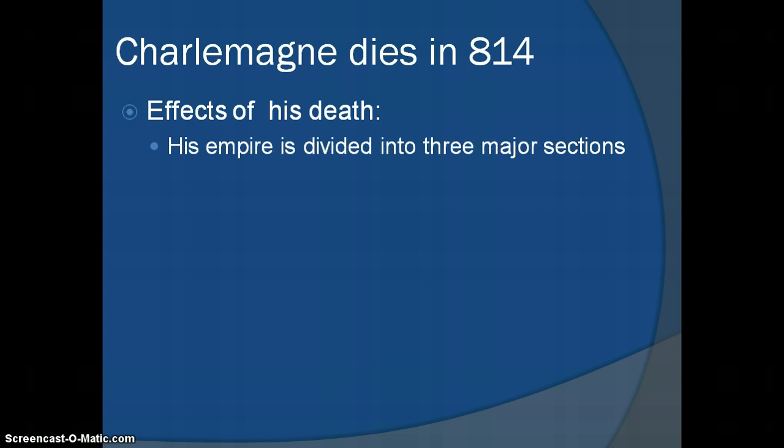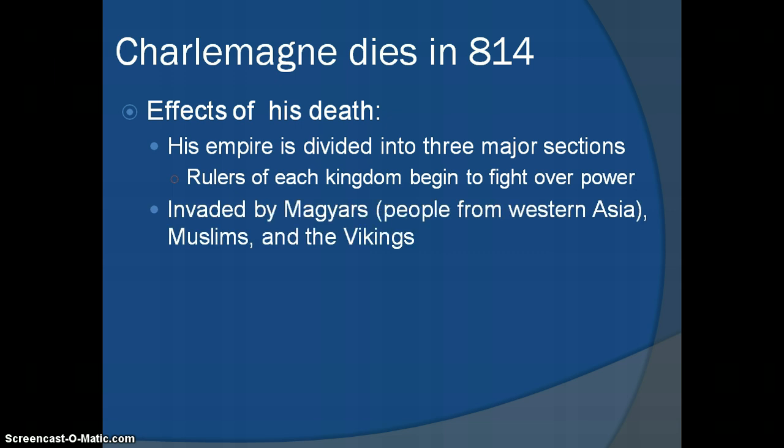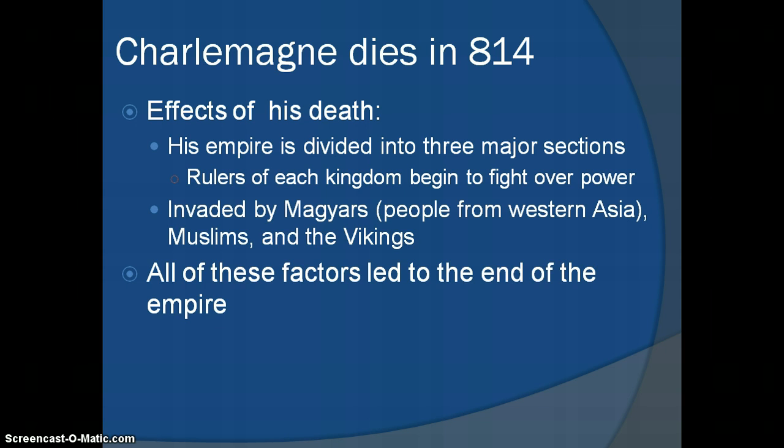After he dies, we see that the Carolingian Empire is divided. Then we also see that a leader is appointed for each part of the kingdom, and the different rulers begin to compete for power. Due to the death of the strong leader that served as the unifying force, and due to the division between leaders competing for power, the former Carolingian Empire is easily defeated by invaders. So the division and the invasion are going to lead to the end of the Carolingian Empire.